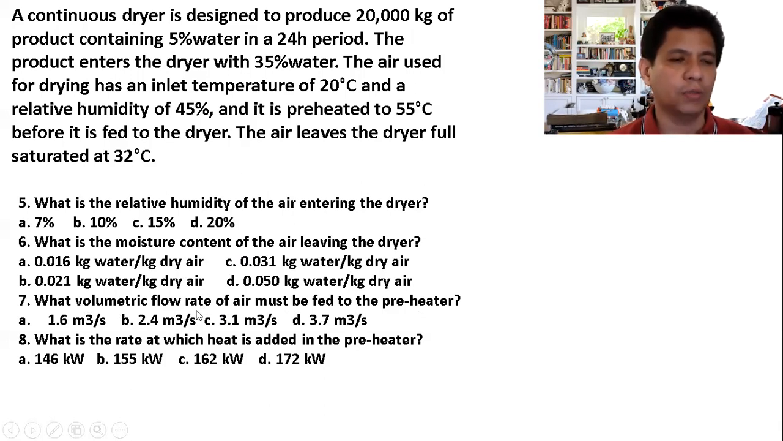So, humid volume kasi, ang unit nun ay cubic meter per kilogram dry air. So, by performing mass balance, we can get the mass flow rate of air. And then you simply multiply that with BH, you're going to get the volumetric flow rate of air. Ganun yung technique dito sa number 7, no? So, this particular question illustrate the application of the concept of humid volume.